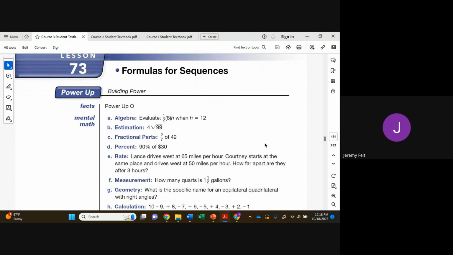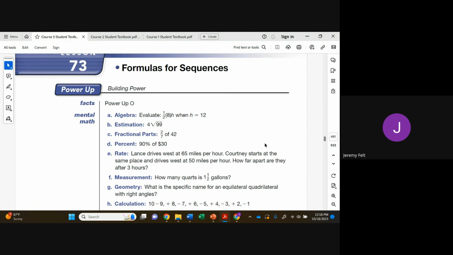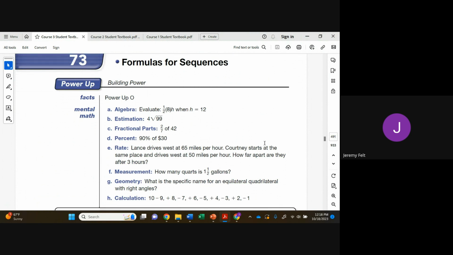Lesson 73, we are looking at formulas for sequences. And we talked about sequences in the past. Similar to a function, we have an input and an output. Usually we use A for the value, N for the number of term of the sequence. So that's where it's a little bit different than a function. We can't have negative numbers. We can't have 0. It's always the first term, second term, third term, fourth term.